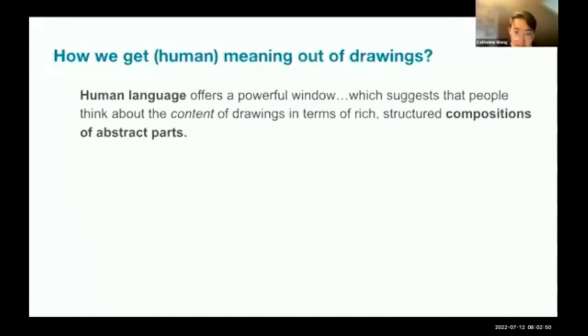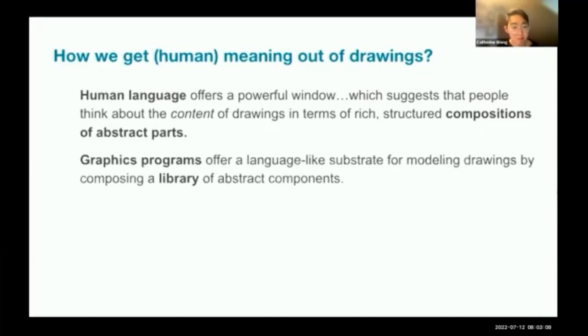So how do we get human meaning out of drawings? To sum up, the argument of this work is that human language offers a really powerful window into thinking, into how we actually think about these drawings and what their content is. And it suggests that we think of them in terms of really rich structured compositions of abstract parts. Here, we've suggested that there is an explicit representation of graphics programs that offers a really human language-like substrate for modeling these kinds of drawings.